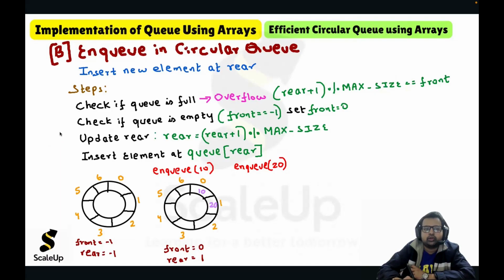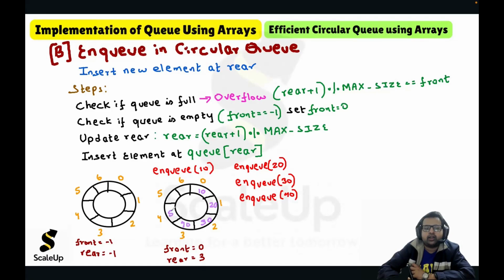Now let us suppose we do NQ 30. Once again, front will remain the same, rear will update. So the old value of rear, that is 1 plus 1, 2, 2 modulo 7 will be 2. So at index 2, 30 will get inserted. Once again, we'll perform the NQ operation. Now let us suppose 40 we want to insert. Front will remain as it is. Rear will get updated. The old value is 2, 2 plus 1, 3, 3 modulo 7 will be 3 itself. So rear would be 3 and 40 will get added at position 3.